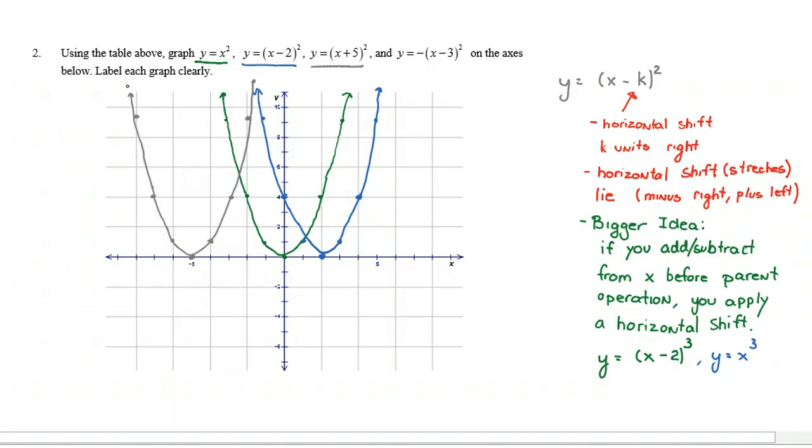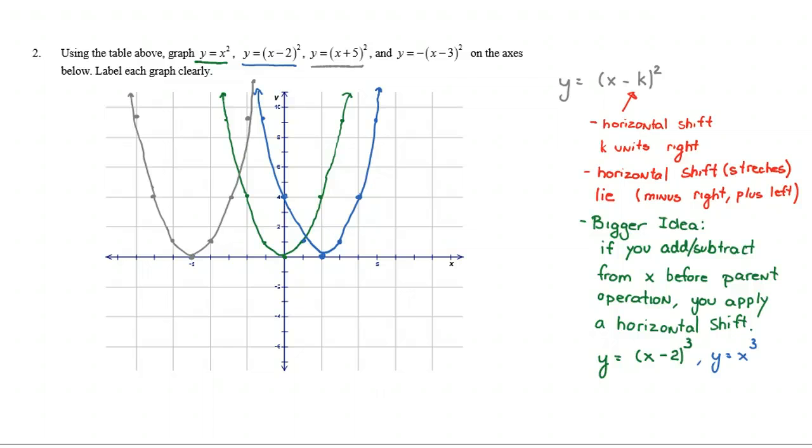So again, back to the bigger idea that I was talking about here is, even though we don't know what a y equals x cubed graph looks like, we can recognize that since we're subtracting a value before we cube it, this would apply a horizontal shift 2 units to the right. We just have to know what y equals x cubed looks like, which we could probably figure out.